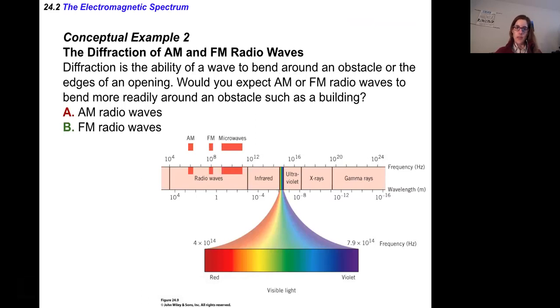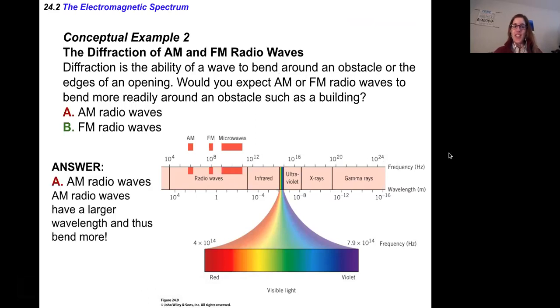Write down your answer. Go ahead and pause now. Okay, hopefully you paused. Now we can check the answer. I can't check what you wrote, but I'm going to trust that you wrote something. So the answer is AM radio waves, right? AM radio waves have a larger wavelength, and so thus they bend more.